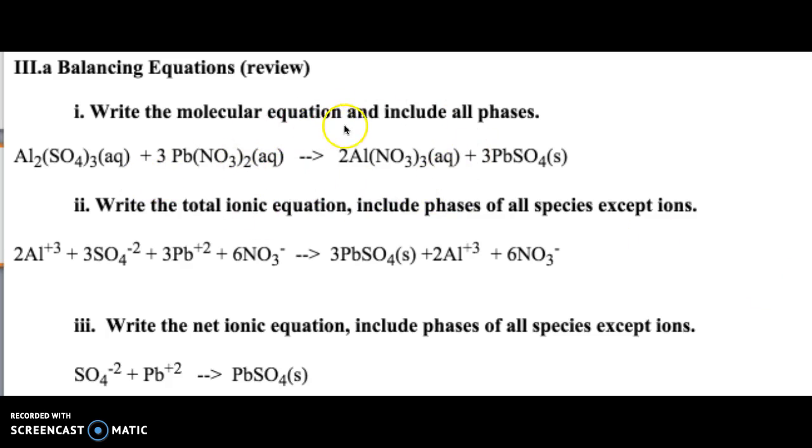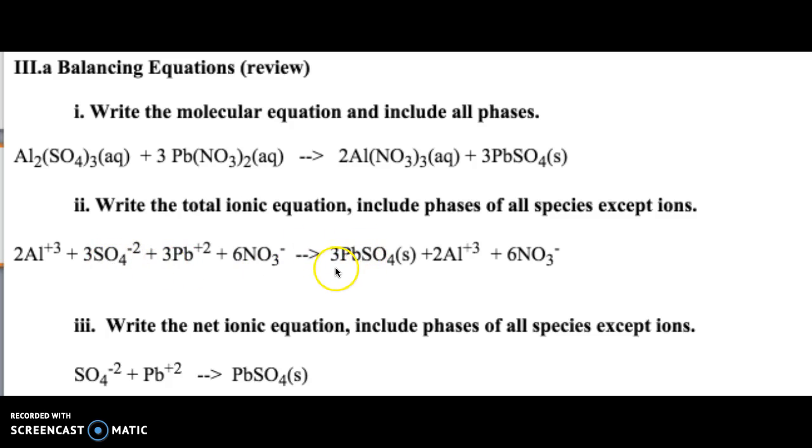As you remember, the first thing you have to do is break all the aqueous species into their component ions and keep all the solids together as ionic compounds. This is what's shown in this equation, which is the complete ionic equation. Afterwards, you remove all the ions that are the same on both reactants and products. In this case, the aluminum and the nitrate ions are present on both sides, so we remove those spectator ions. And in the end, we have 3 Pb2+ plus 3 SO4 2- going to 3 PbSO4.